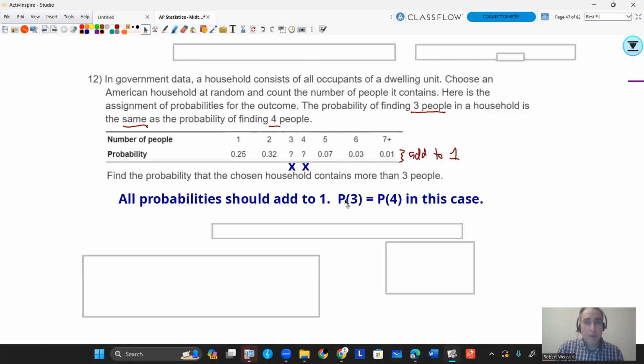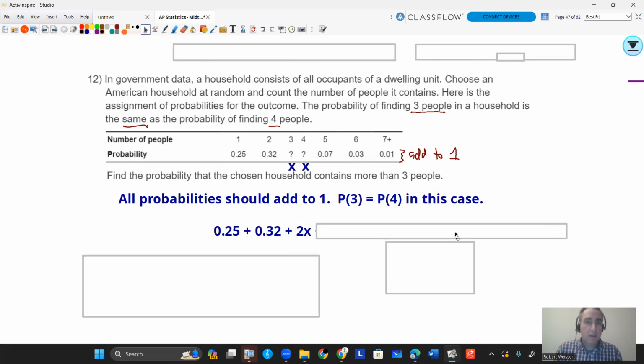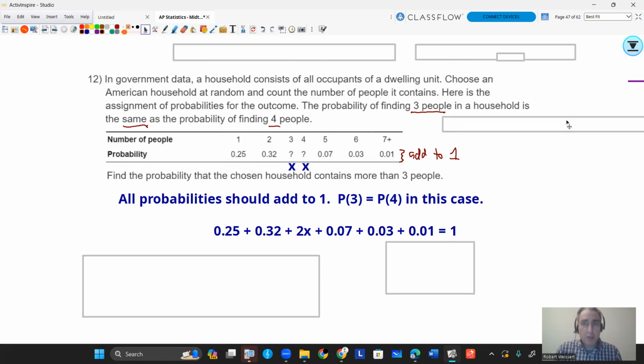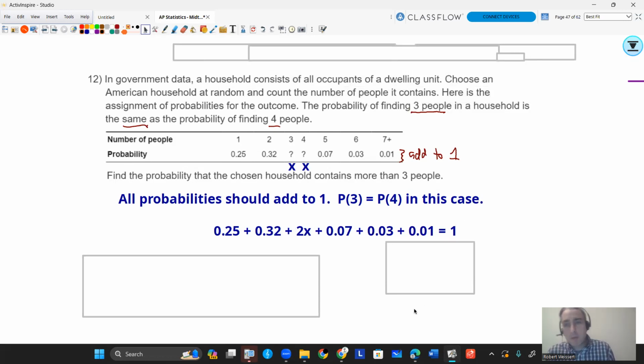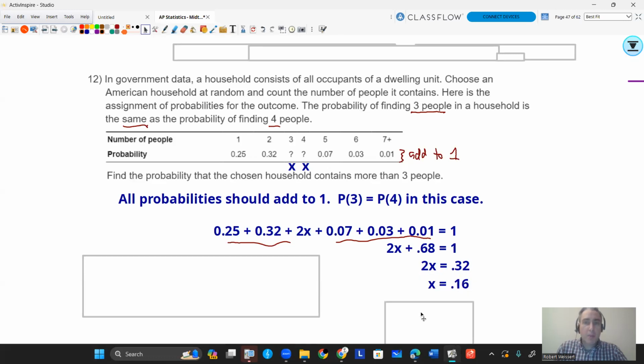Since I know the probability of 3 and the probability of 4 are the same, I would say 0.25 plus 0.32 plus 2x plus 0.07, 0.03, 0.01, and make sure you set that equal to 1. Now, take a moment to solve that and see what you get for x. These numbers should add to 0.68. So you can subtract that from 1 to get 0.32 and divide. So x should be about 0.16.